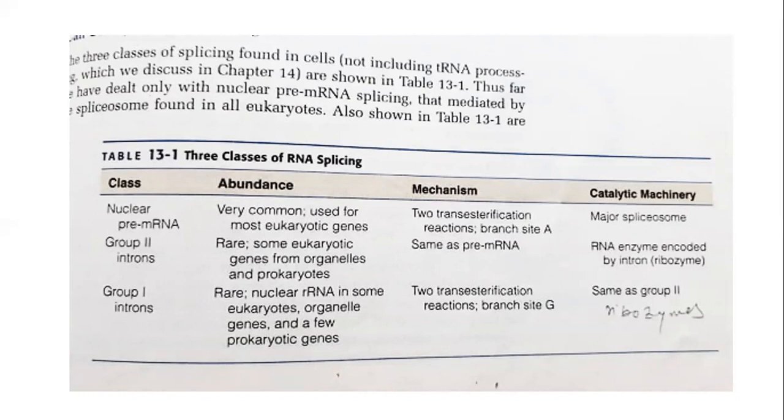The third one is the group 1 intron, which is also rare, and is found in nuclear RNA genes in eukaryotes, organelle genes and some prokaryotes. There are also two transesterification reactions, and the branch site is a free guanine residue that I mentioned repeatedly. This free guanine residue acts as the branch point site in the case of group 1 introns.